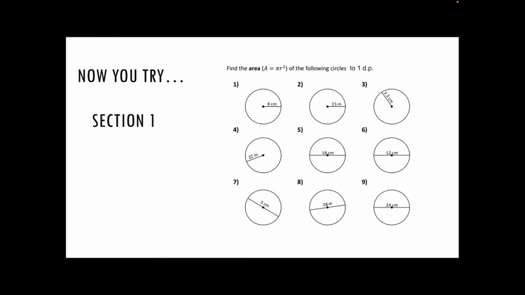Now we have got section 1, so you are calculating the area of each of these circles here to 1 decimal place. It's up to you if you want to save all the questions until the end, or if you want to pause the video here and work through section 1 now.